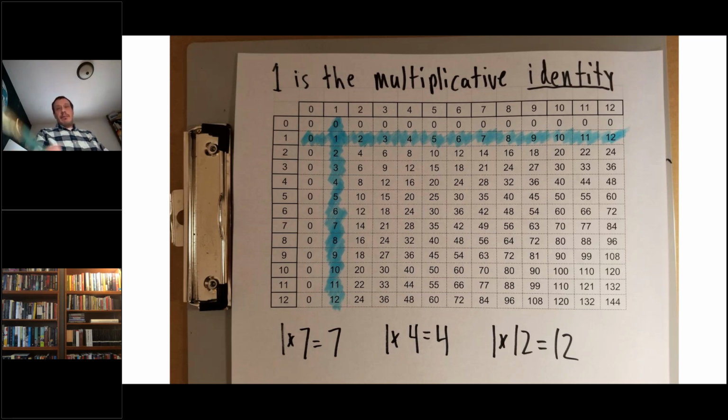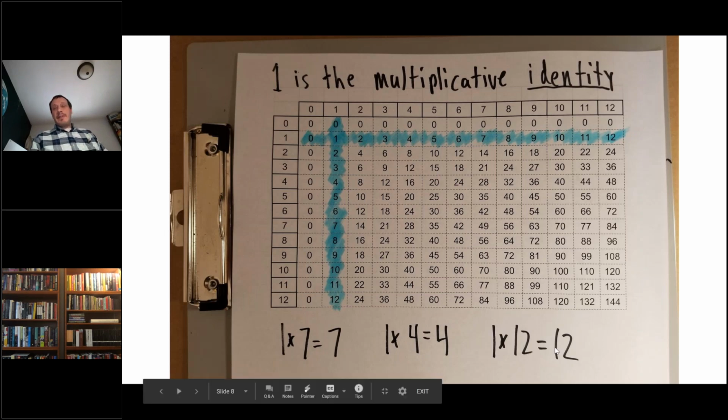So 6 times 1 is 6. Whatever you multiply by 1, it's that same thing. And at the bottom, I have 3 examples. 1 times 7 is 7. 1 times 4 is 4. 1 times 12 is 12.